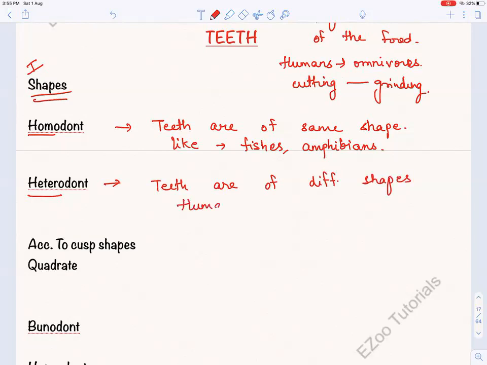We all know that we have different kinds of teeth. In front we have incisors and canines, then premolars, then molars. So we exhibit a heterodont type of structure.